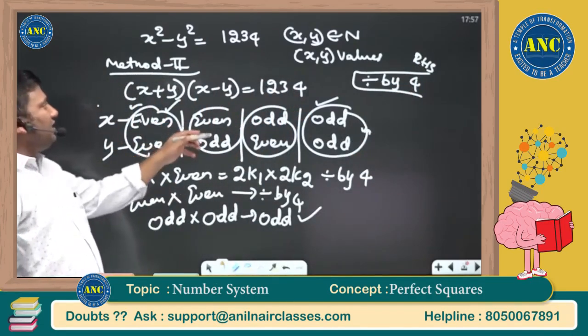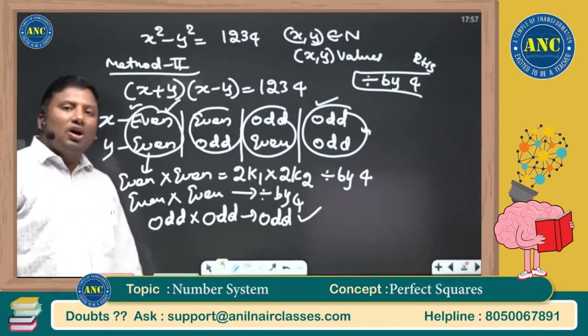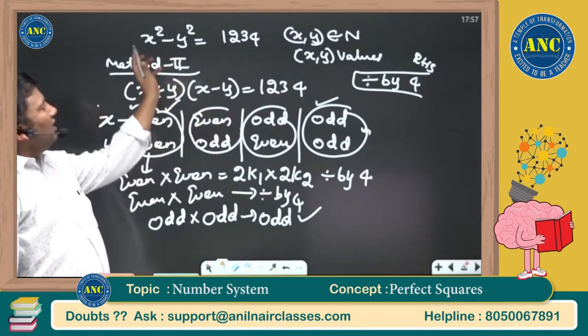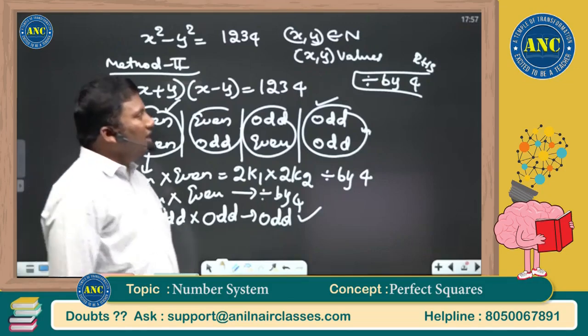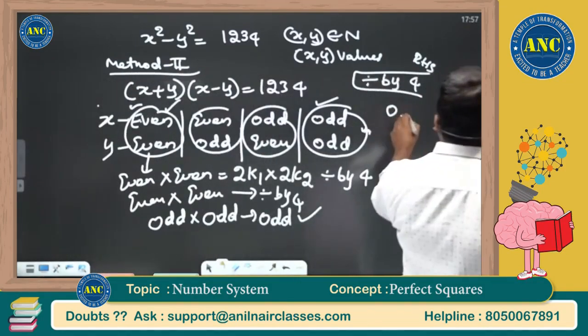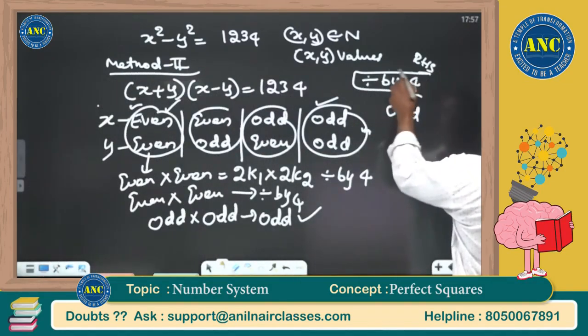Next one is even, another is odd. Even minus odd, odd. One is odd, another is even. Odd minus even, odd. The right hand side is an odd number.